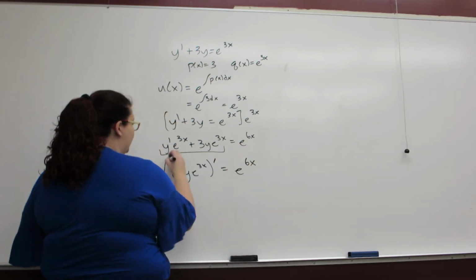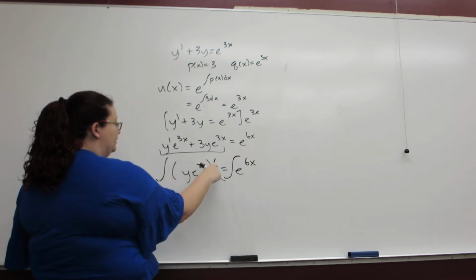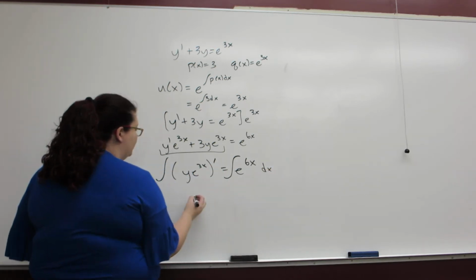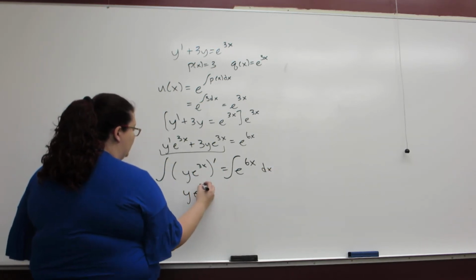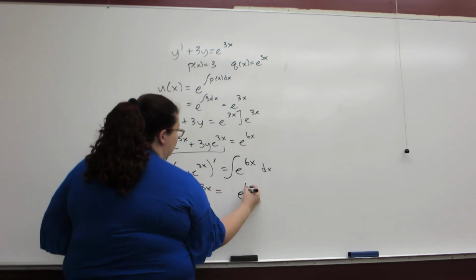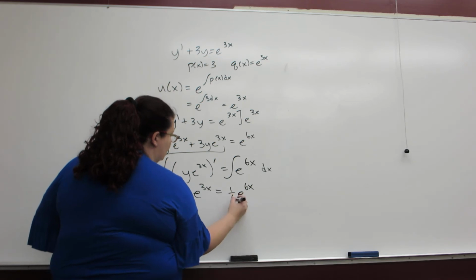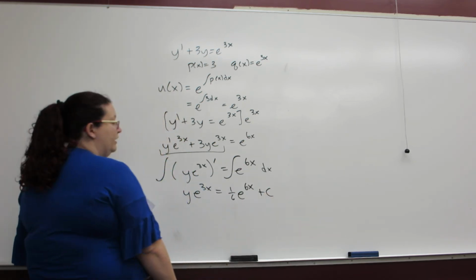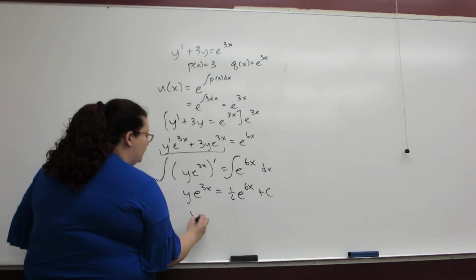Okay. So now, if I integrate both sides, the integral and the derivative cancel each other out, leaving just y e to the 3x. I do need to integrate the e to the 6x, so the e to the 6x, and then divide by the 6, which is the derivative of the inside. And I do finally put the plus c in here.